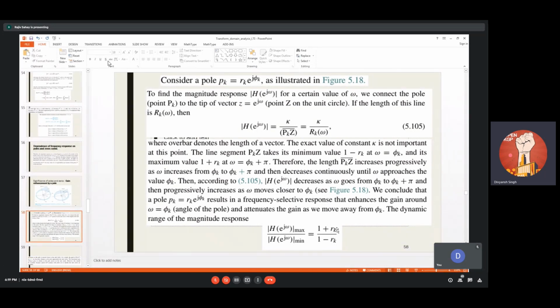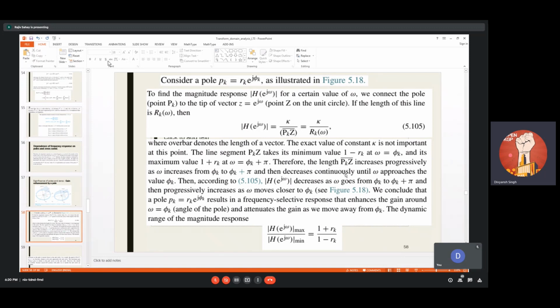So the closer RK is to the unit circle, the larger this ratio will be. Okay. If RK is closer to the unit circle, this term will become smaller and smaller, so this factor will become larger and larger. That is the idea. So mod H(e^jω) decreases as omega goes from 5k to 5k plus 5, and then progressively increases as omega moves closer to 5k.